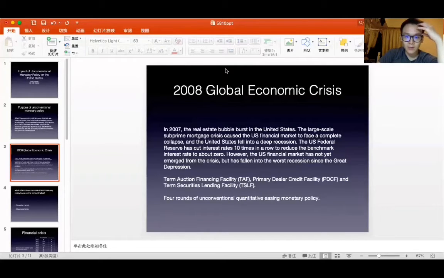During that period, the Federal Reserve used traditional monetary policy to adjust the financial markets, but it was not very effective. At the end of 2007, the Federal Reserve introduced three unconventional management tools: a term auction facility, a primary dealer credit facility, and a term security lending facility. In 2008, the Federal Reserve launched four rounds of unconventional quantitative easing monetary policy.